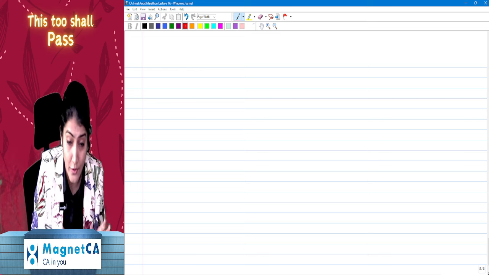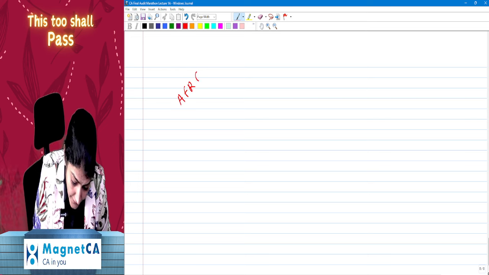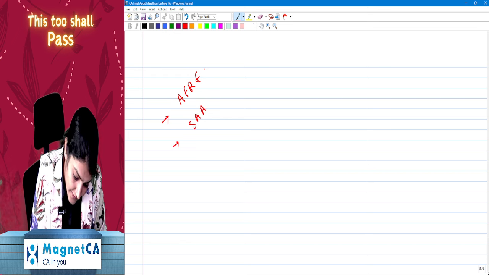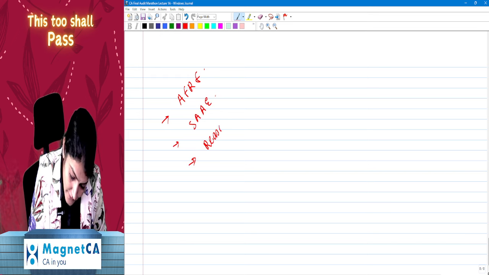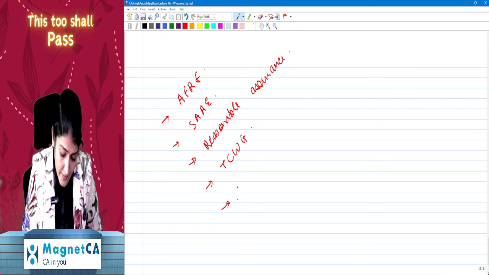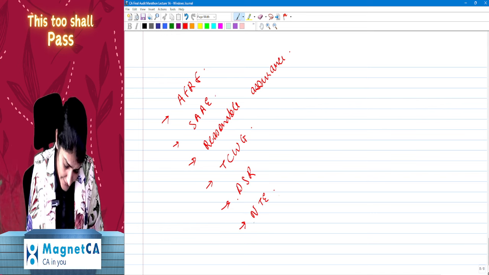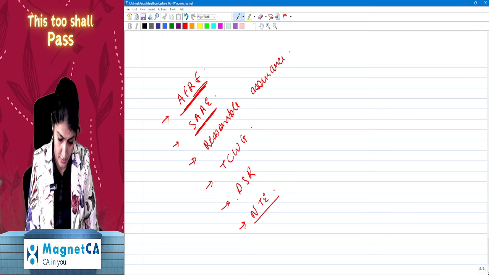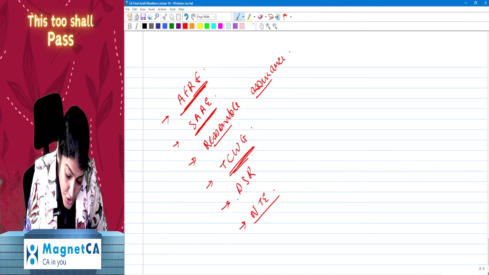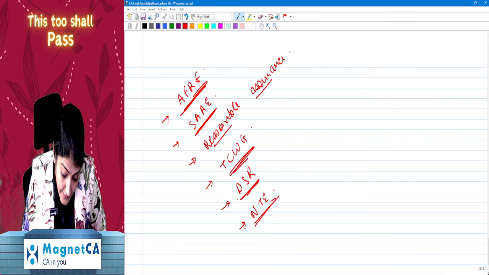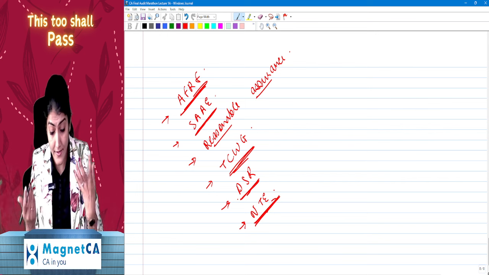The important terminology in audit that we have: one is AFRF. Any guess for what is AFRF? Then we have SAAE. Then reasonable assurance. Then we have TCWG, and then DSR, and then NTE. AFRF is applicable financial reporting framework. SAAE is sufficient appropriate audit evidence. TCWG is those charged with governance, that is, power and control. DSR is direction, supervision and review. NTE is nature, timing and extent of the audit procedures.